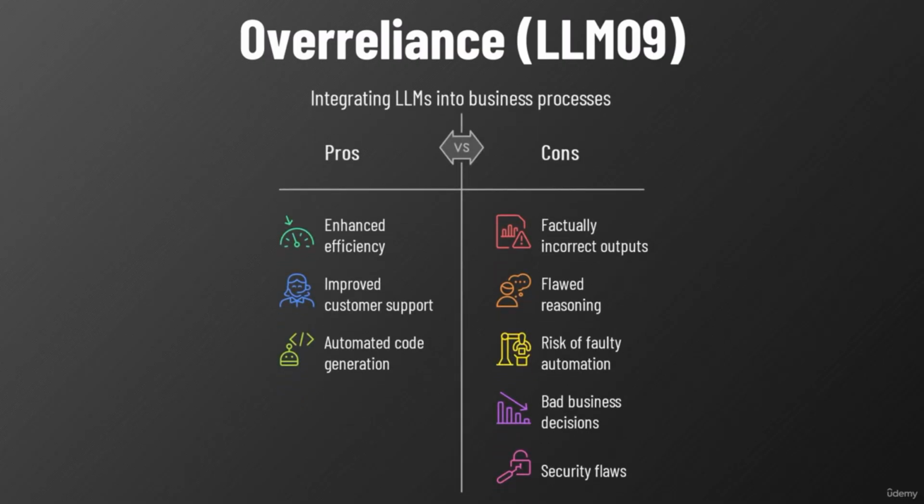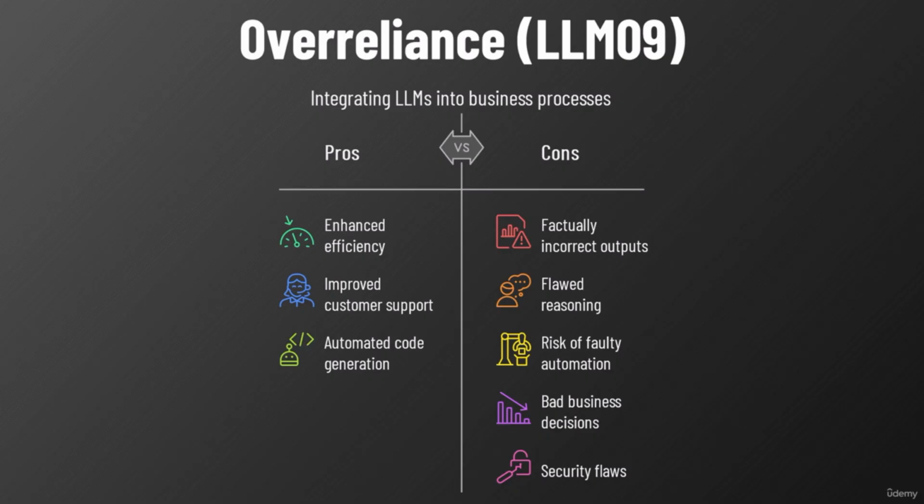Next, we have over-reliance. This vulnerability comes from placing too much trust in the output of a large language model without proper verification. While LLMs are powerful, they can still produce factually incorrect information, flawed reasoning, or buggy code. It's not malicious, it's simply a result of the probabilistic way these models generate responses.